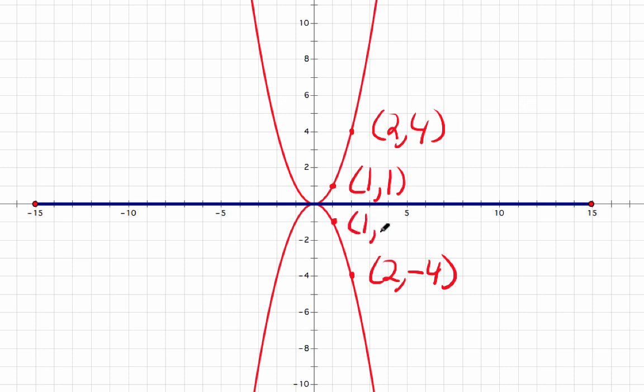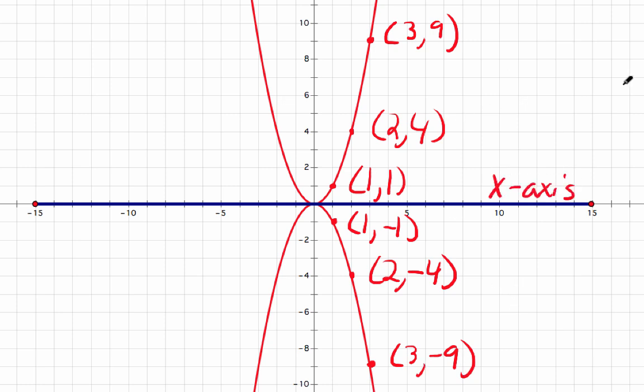Like we could see (1, 1) is up here, and (1, negative 1) is here too. (2, 4) is here, and (2, negative 4) is there, as well as (3, 9) and (3, negative 9). So if you were to plot a table of the values for your graph, all of your x values would have two points corresponding with them, a y value and their negative y value.